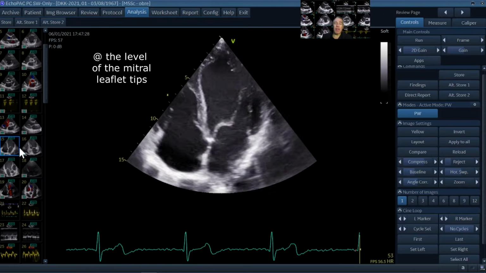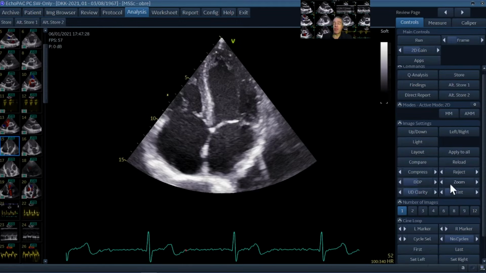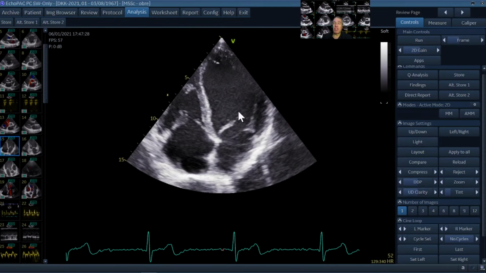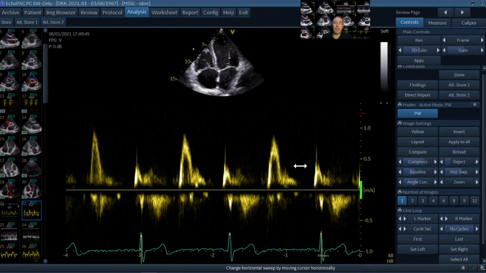So if I would go back here to the apical 4-chamber view, let's go frame by frame. I would position here the sample volume just at this level between the opening of the mitral leaflet tips. And that gives me the mitral inflow signal in a pulsed wave Doppler signal, where we have here the cardiac cycle, systole, and after the end of systole, the mitral inflow starts. That is the early filling wave, the E wave.